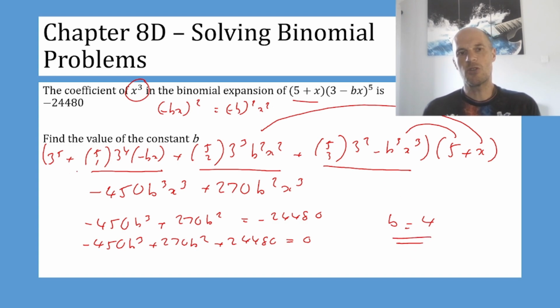Again, some people might have struggled about the reason why I only multiplied the 5 by the 5 choose 3, 3 squared minus b cubed x cubed, and I only multiplied x by this term here. It's because all I'm interested in is x cubed terms, and because I'm quite a lazy person and also I don't trust myself to get maths right all the time, I want to minimize the amount of work I'm doing. What's the point in A, doing stuff that's unnecessary, and B, stuff that you might get wrong? Focus on the minimum bits, which is multiplying a cubed term by 5 and a squared term by x to get the number of x cubes. Hope that makes sense.